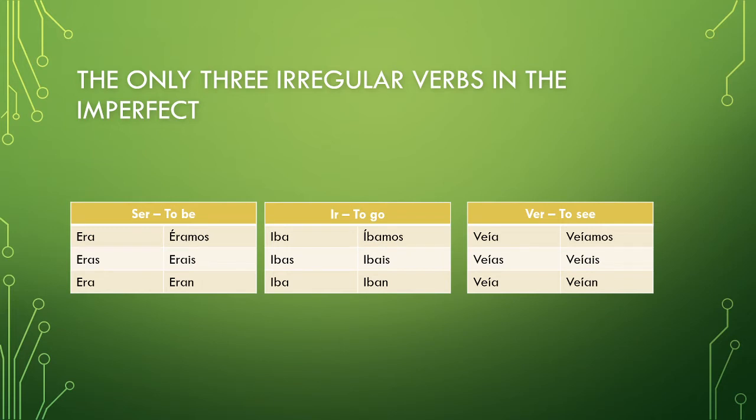When you take a look at them, you'll notice ser is era, eras, era, éramos, erais, eran. And so we see that it kind of follows that pattern of starting out ERA for all of its tenses. Same thing happens with ir. We get iba, ibas, iba, íbamos, ibais, and iban. And veía, veías, veía, veíamos, veíais, and veían.